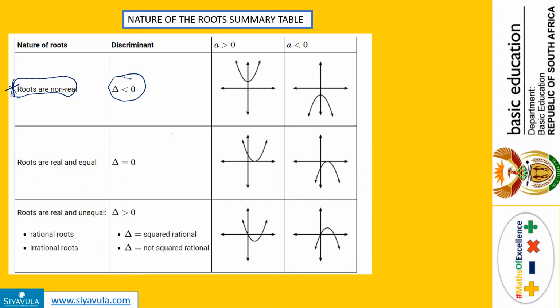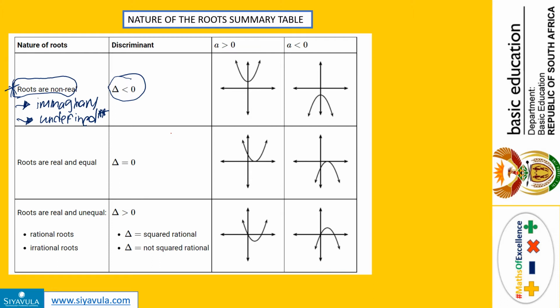Okay, so when we say the roots are non-real, the other word they can use is imaginary. So they can say the roots are non-real. Sometimes they can tell you the roots are imaginary. Sometimes they can say the roots are undefined. So I'd really like us to explain this using these terms. The roots are non-real, imaginary, or undefined. What do we mean when we say the roots are undefined?